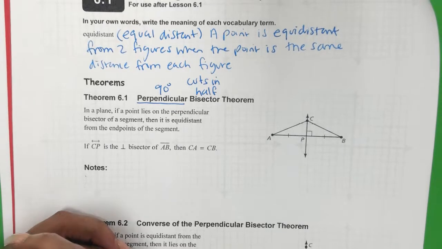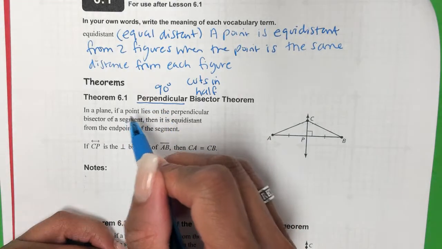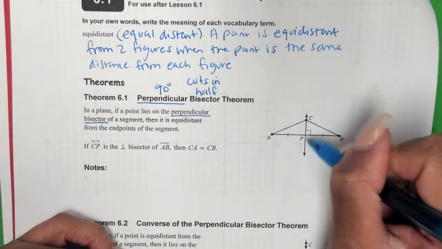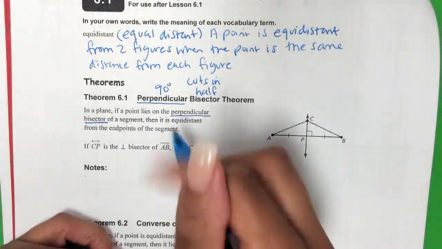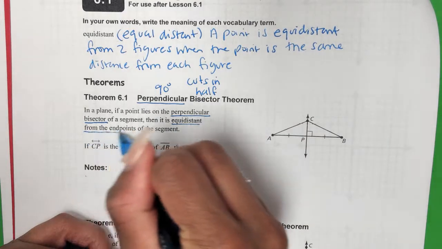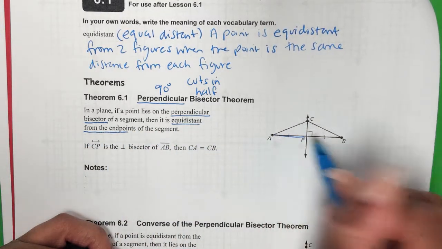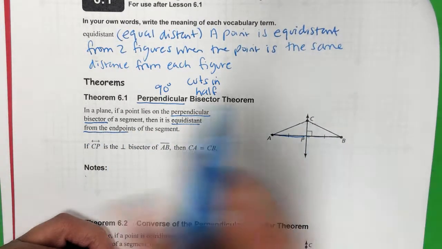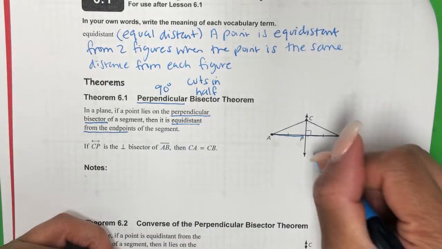Okay, so in this part, I have a point that lies on the perpendicular bisector. So this is my point. This is the line that cuts it. Then it is equidistant from the endpoint. So that means AP and PB are congruent to each other. P is like your midpoint.